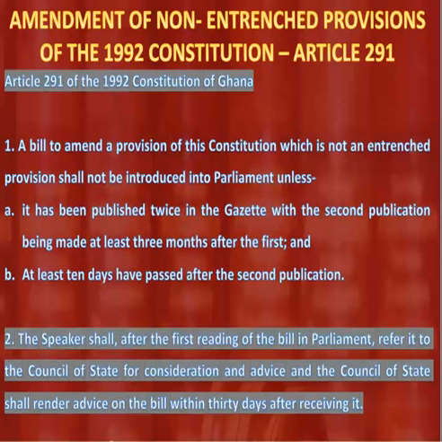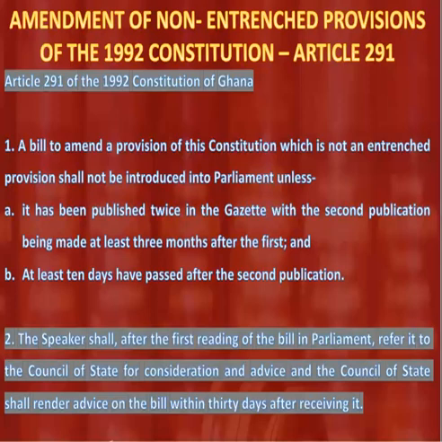Now, after this has been done, Article 291 clause 2 kicks in, and 291 clause 2 reads as follows. It says that the Speaker shall, after the first reading of the bill in Parliament, refer it to the Council of State for consideration and advice, and the Council of State shall render advice on the bill within 30 days after receiving it. Now, what does this mean?